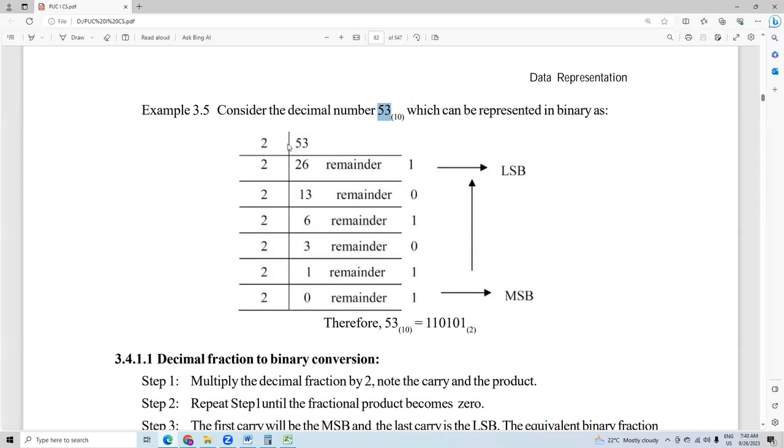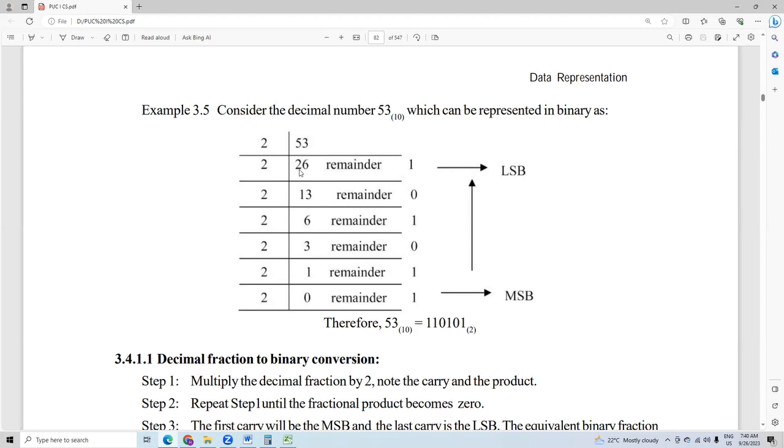Right. So here we have 53. Divide this number by 2. See, 26 twos are 52. So in 53, 52 will be divided and subtracted. So what happens? The quotient of the division is 26. That you have to write here.